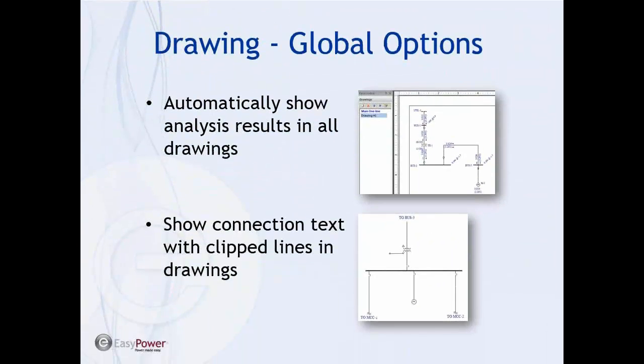So the global options, a couple of them here, would be that you can automatically show your results in all your drawings, including the main one-line, or when you run an analysis, you can hold that specific. That's the default. You run an analysis, and it remains specific to whether you're in a drawing or in your one-line. And if you want to save your drawings with the analysis results, you can do that as well. You can show connection text with the clipped lines in drawings, and that's really going to define where these clipped lines, cables, and busway are actually connected.